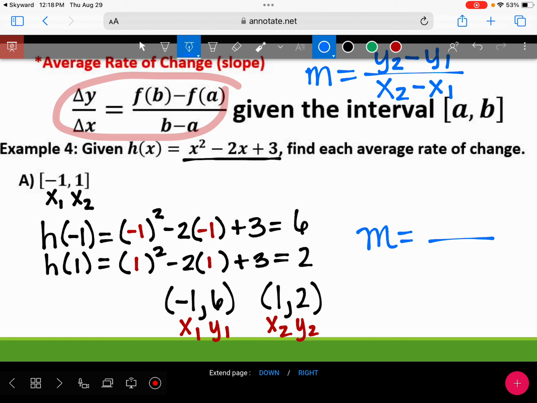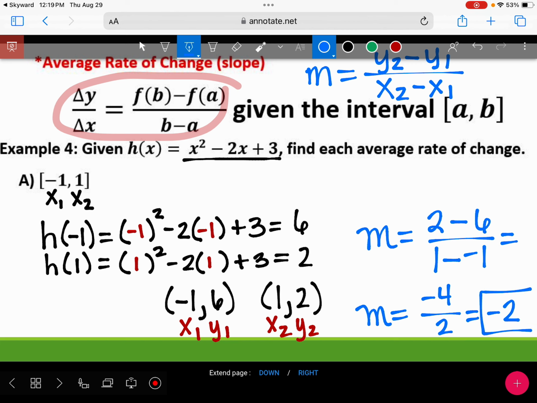So the slope is going to equal y2 minus y1 over x2 minus x1. Remember, when you subtract the negative, it becomes addition. So you should get negative 4 over 2, which is equal to negative 2. Who got that for their rate of change?